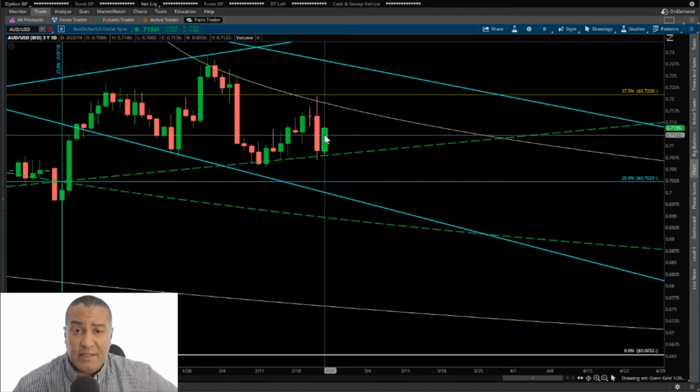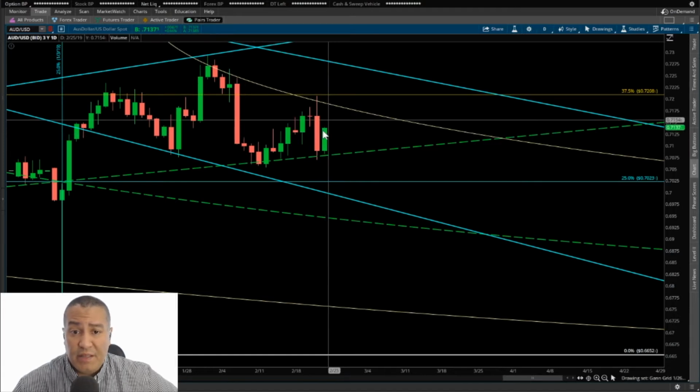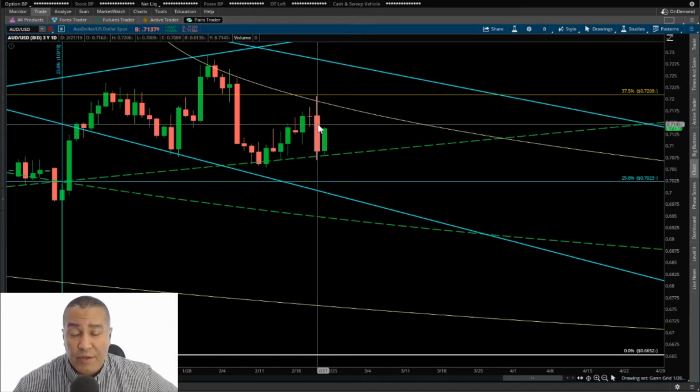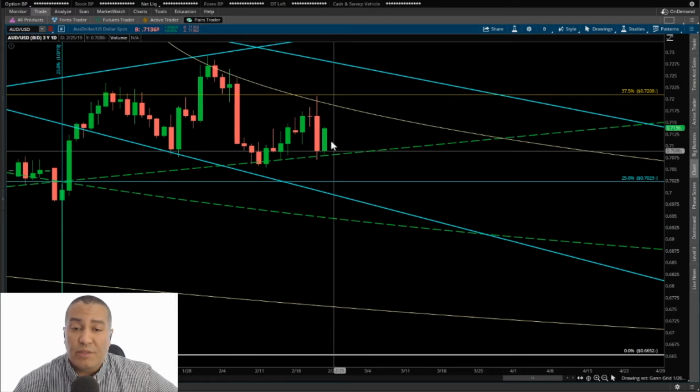Inside day, unless these people say something crazy, I can't see this thing blow out and do an engulfing candle on this bear kicker. So we'll see.